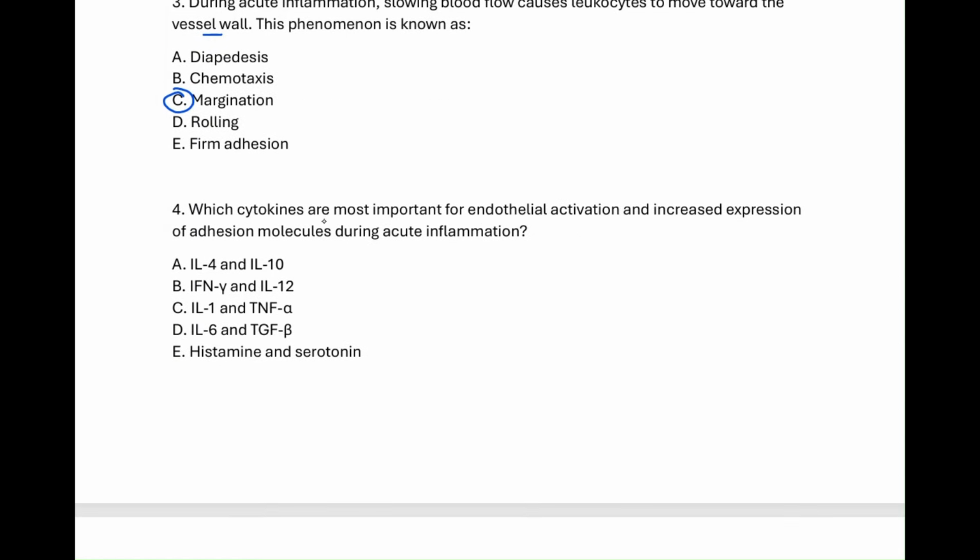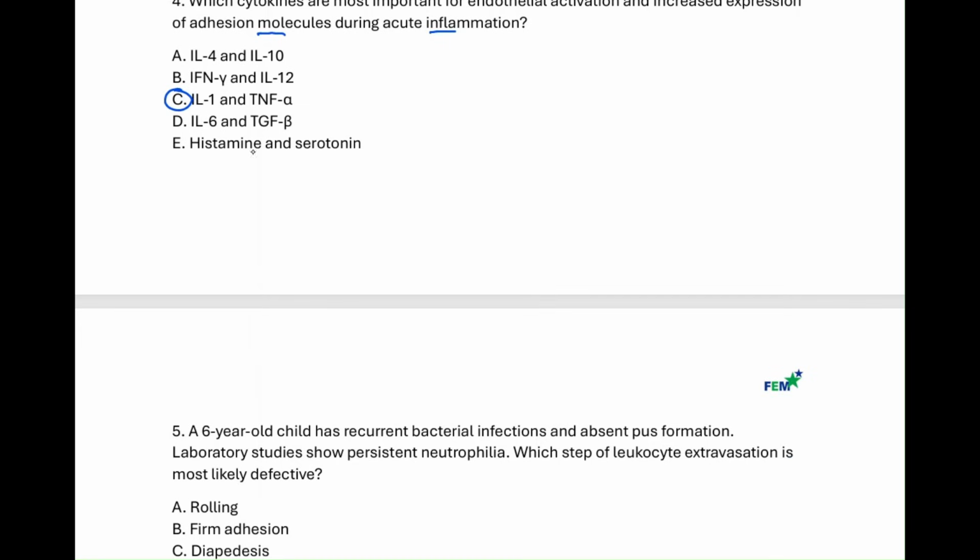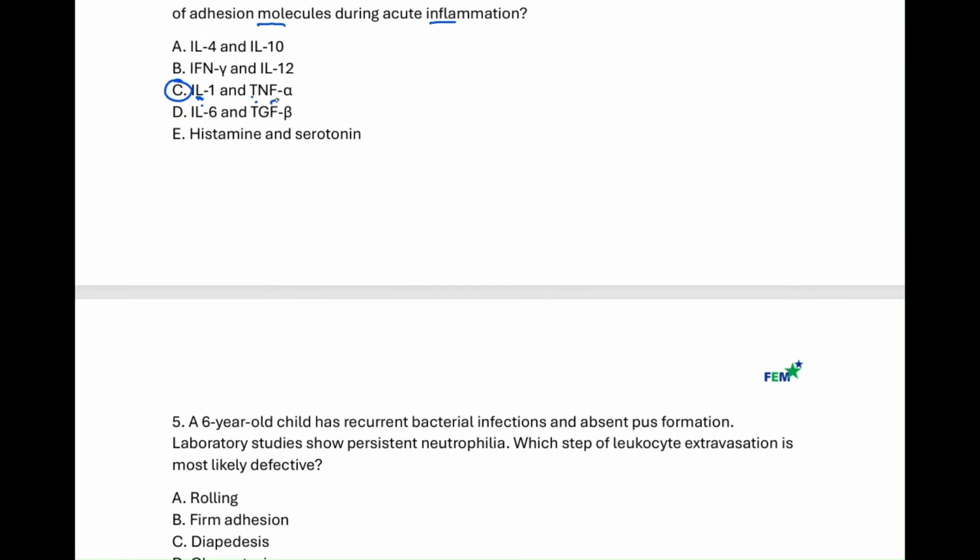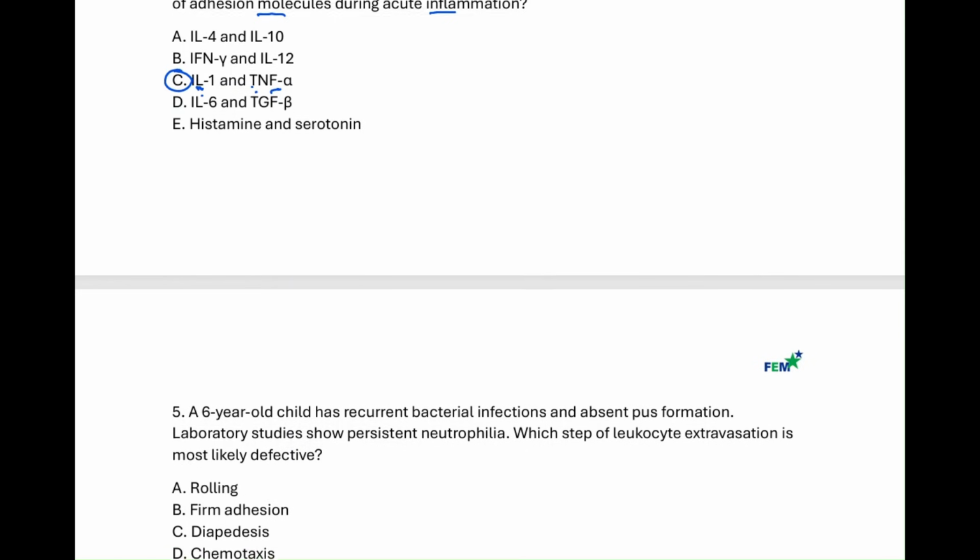Next, which cytokines are most important for endothelial activation and increased expression of adhesion molecules during acute inflammation? Remember, these are our acute phase cytokines, particularly interleukin-1 and TNF-α. Remember, those are also responsible for what? Particularly interleukin-1 is responsible for fever, whereas our TNF-α normally mediates what? Shock.